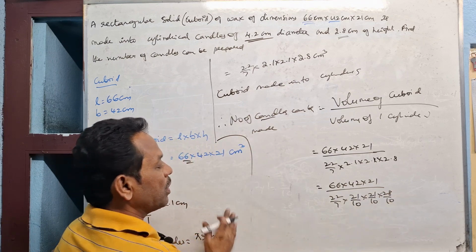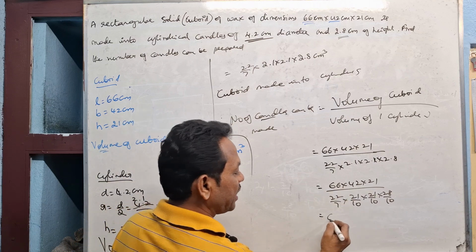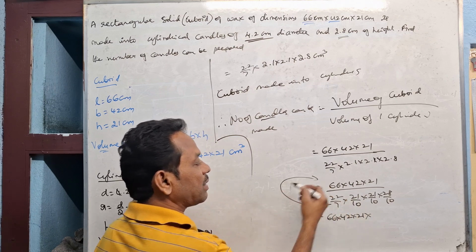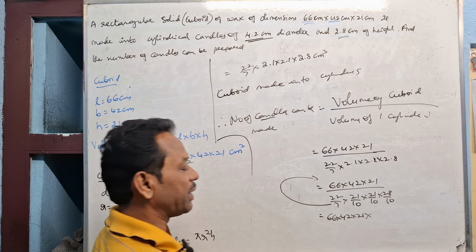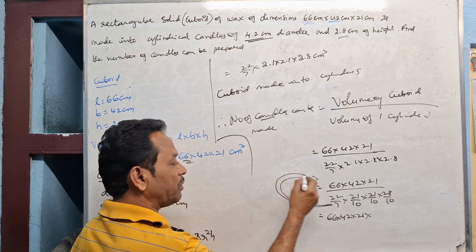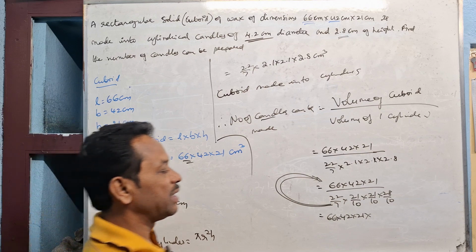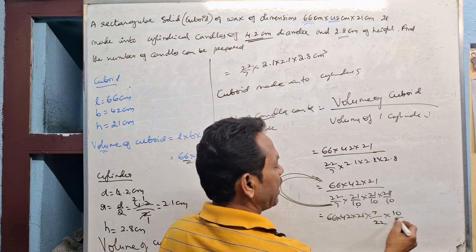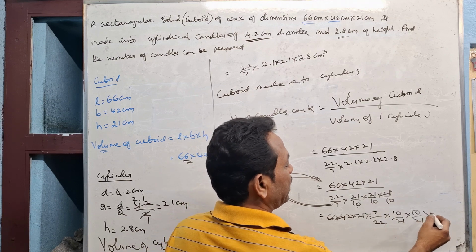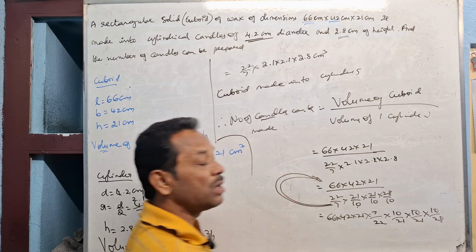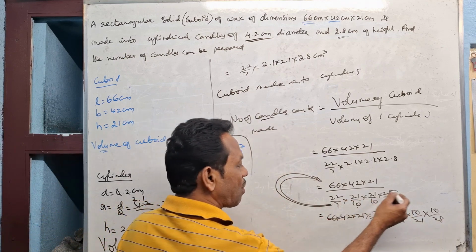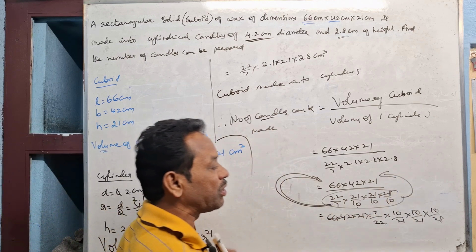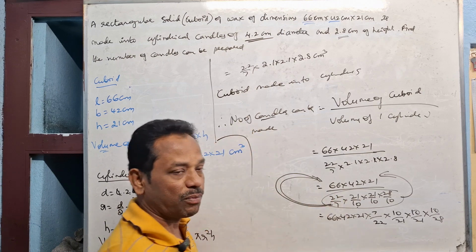Now the numerator stays as it is, 66 into 42 into 21 into, and all these fractions are shifted from denominator to numerator. Whenever a fraction is shifted from denominator to numerator, you have to take reciprocals. So 22 by 7 becomes 7 by 22, into 10 by 21, into 10 by 21, into 10 by 28. Children, I am shifting all these fractions to the numerator, so you have to write the reciprocals.